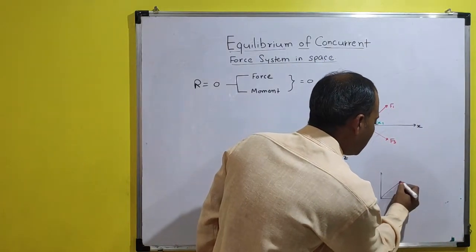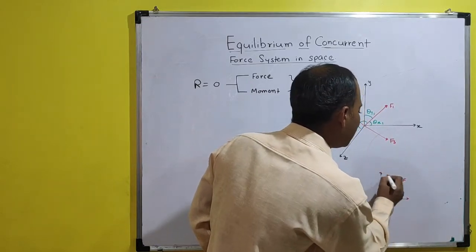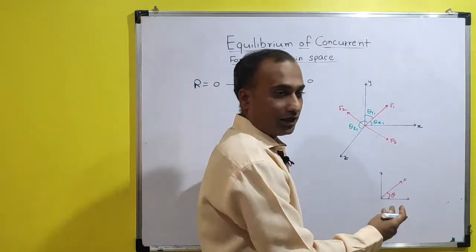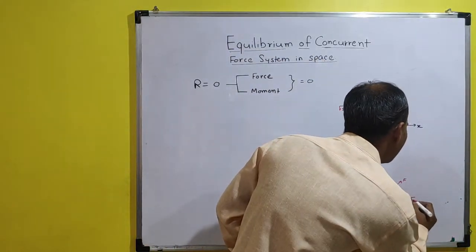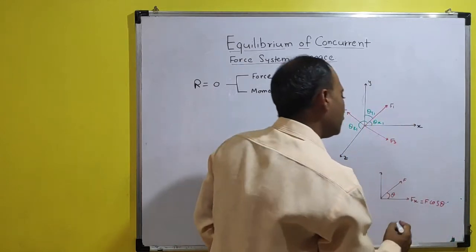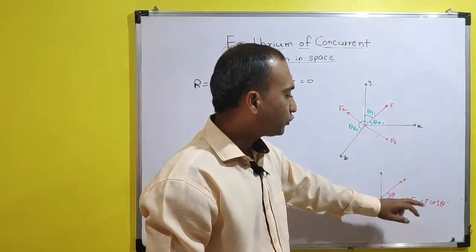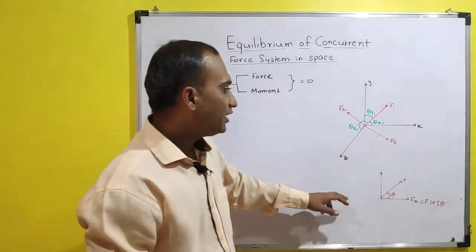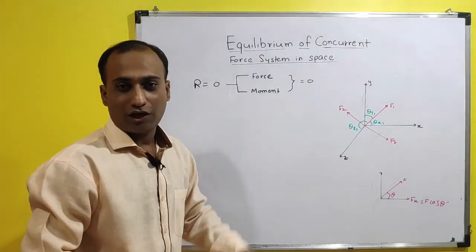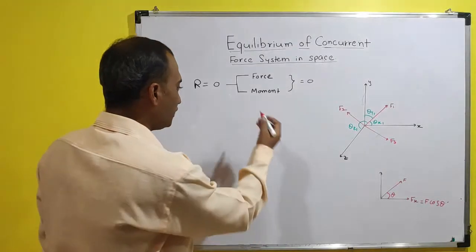In 2D, if there is a force and it is making angle theta with respect to one of the axes, then we consider its component along that axis. Fx is equal to F cos theta. So this theta is the angle made by this force with respect to the x-axis. Similarly, in 3D also we have to consider the components of each of these forces along x, y and z direction. So they should be exactly perpendicular to each other.